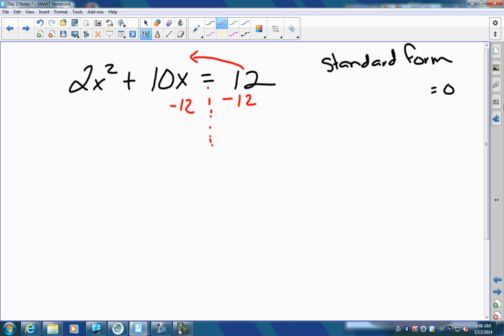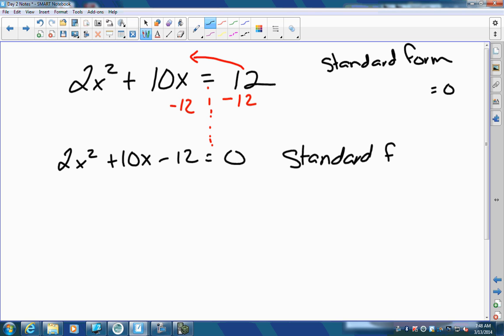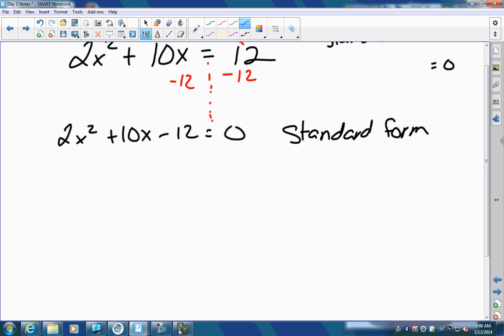So I get 2x squared plus 10x minus 12 equals 0. Okay? This is standard form. It must be in standard form before you can do anything else. Now we need to factor it. Okay? Step 1 in factoring was what? GCF. Is there a GCF?